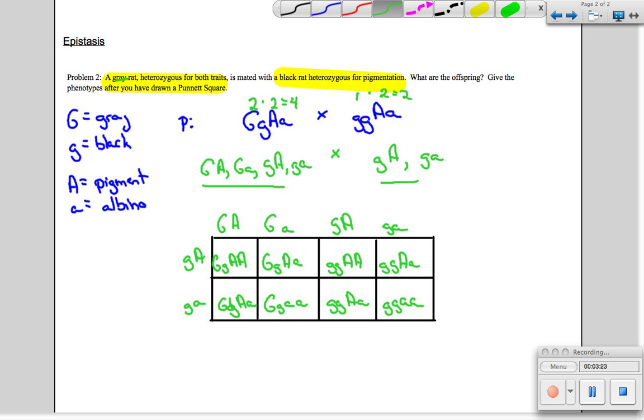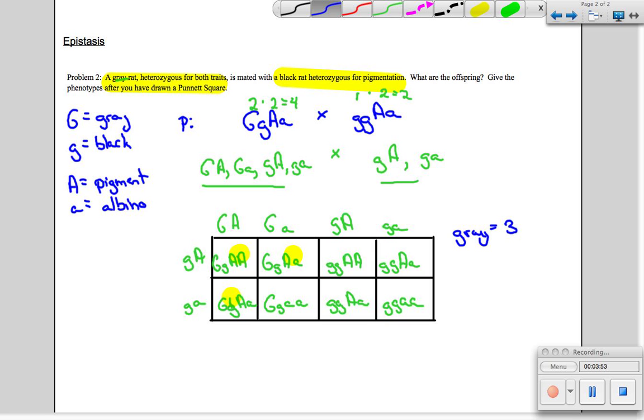Now let's identify what they are. This first offspring here is gray and has pigment. So that gives me a gray offspring. Let's go through and identify any other gray offspring. Here I have a gray offspring, as there's at least 1 copy of the dominant allele for color and 1 copy of the dominant allele for pigment. I also have gray offspring here. So out of these total, I have 3 gray offspring.